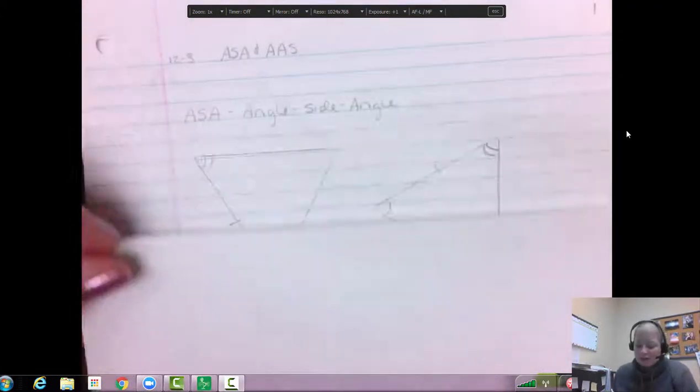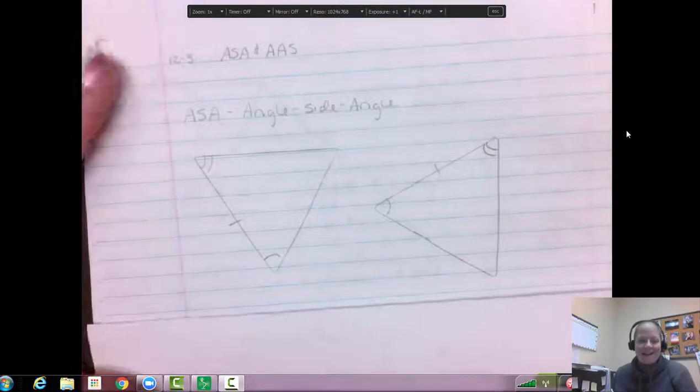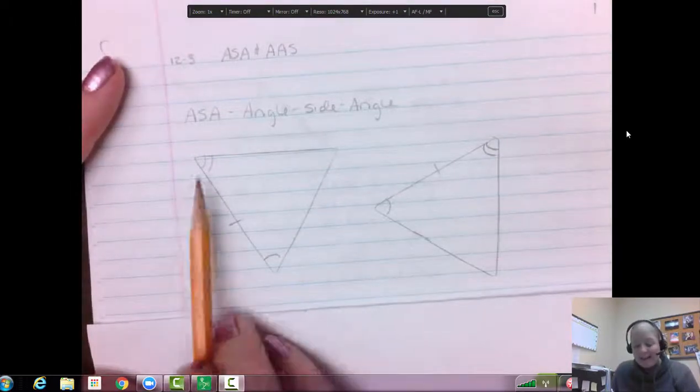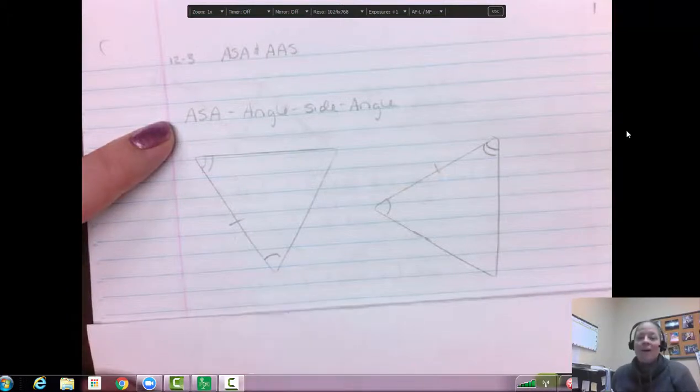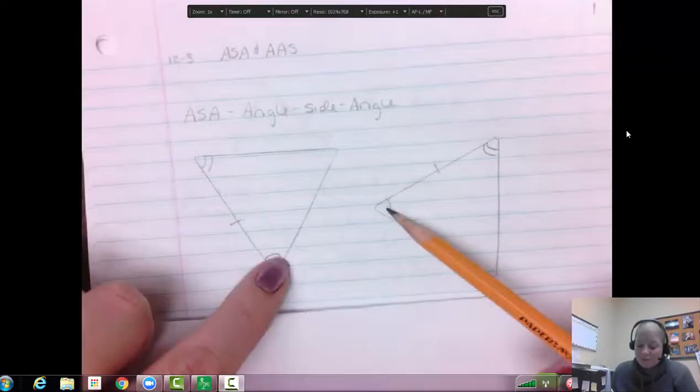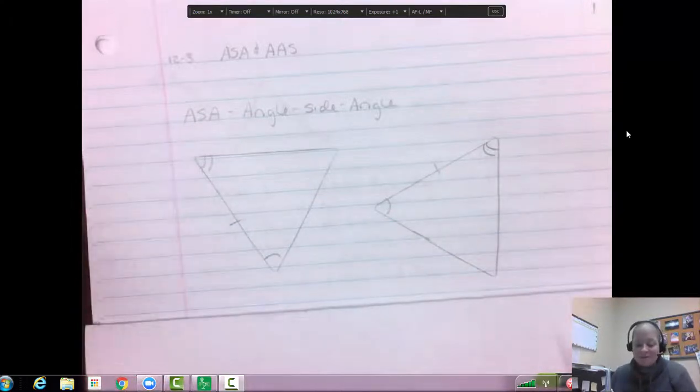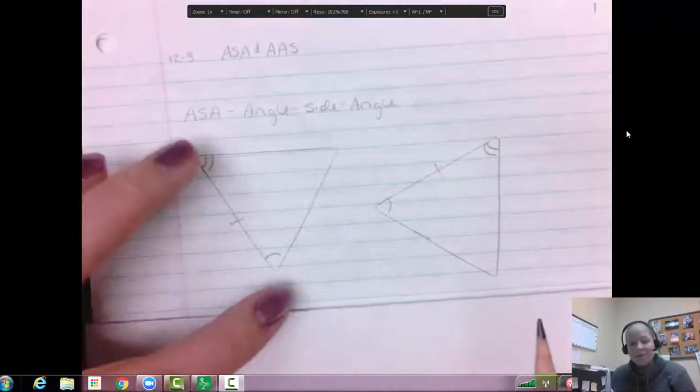So this first one is angle, side, angle. If we have an angle, a side, and an angle, then we know that these two triangles are congruent. So you can see these two are congruent. Notice on this one, the side is in between the two angles.